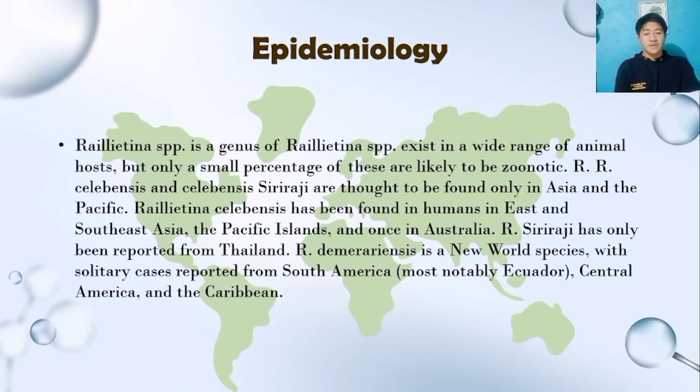So the epidemiology. Raillietina spp. exists in a wide range of animal hosts, but only a small percentage of these are likely to be zoonotic. R. celebensis and R. siriraji are thought to be found only in Asia and the Pacific. R. celebensis has been found in humans in East and Southeast Asia, the Pacific Islands, and once in Australia. R. siriraji has only been reported from Thailand, while R. demerariensis is a New World species with solitary cases reported from South America, most notably Ecuador, Central America, and the Caribbean.